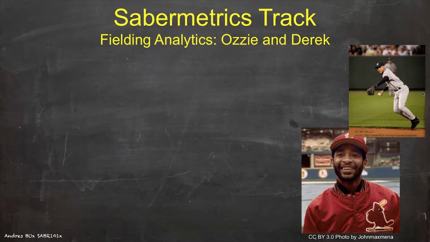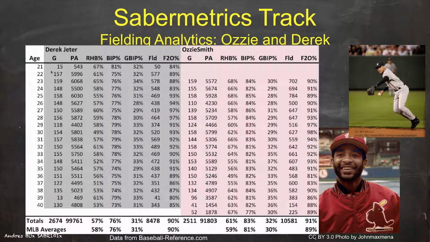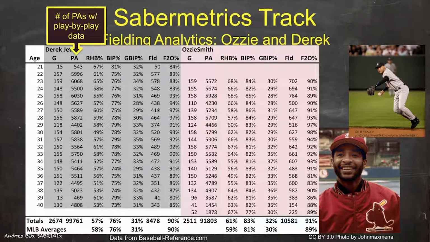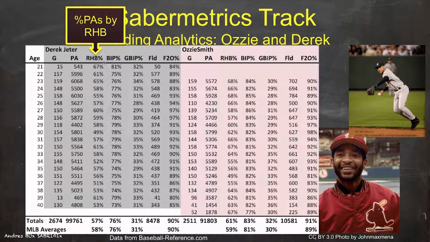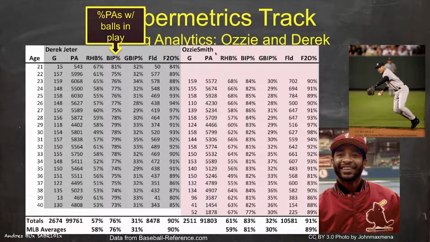This is from play-by-play data. What we have here are the games played and then the plate appearances. Plate appearances here are defined as the number of plate appearances that occurred while each of these defenders was at shortstop. These are essentially the number of times there's ever a chance for a fielder to make a play. This column here shows the percentage of these plate appearances that were by right-handed batters. Same thing over here with Ozzie Smith.